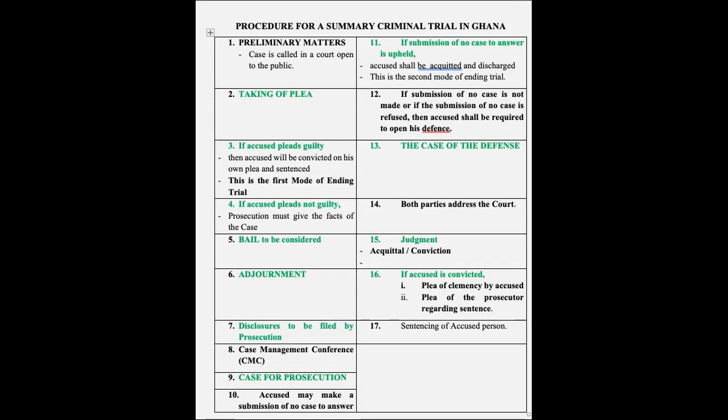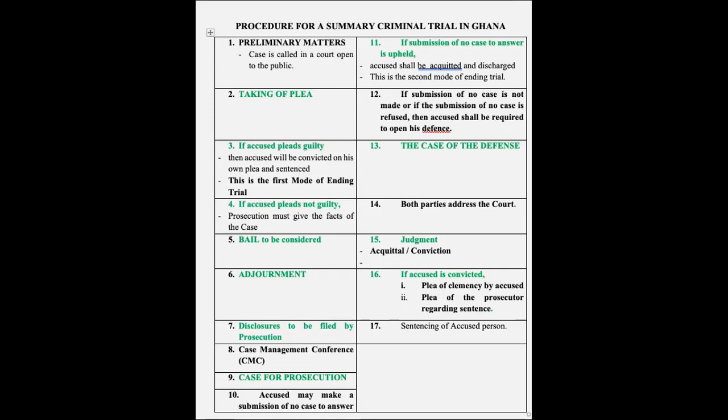Now, if the submission of no case to answer is upheld, then the accused shall be acquitted and discharged. This is what we usually refer to as the second mode of ending trial. But if the submission of no case to answer is refused, then it means that there's a case for you to answer. So you must now come and open your defense. So the next stage, if a submission of no case to answer is refused, is that the accused will have to open his or her defense.